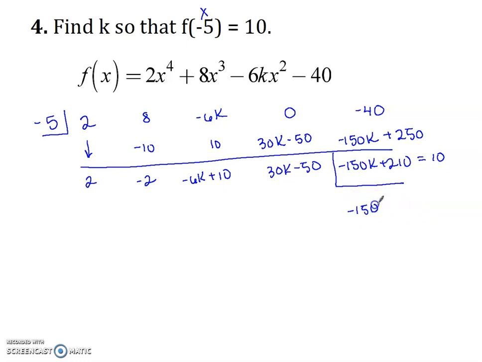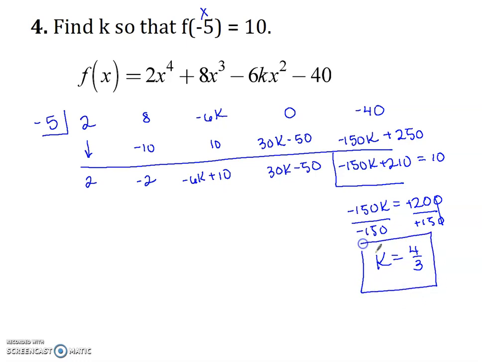So I'm going to subtract 210. That'll give me negative 200. Divide by negative 150. The negatives are going to cancel. I can cancel those zeros and then just reduce it. So divide everything by 5 and you're going to get k equals 4/3.